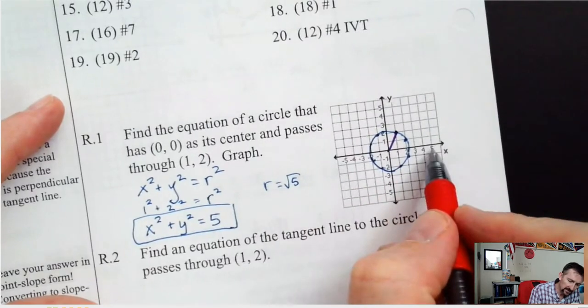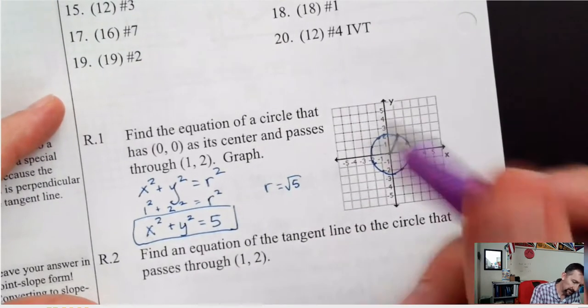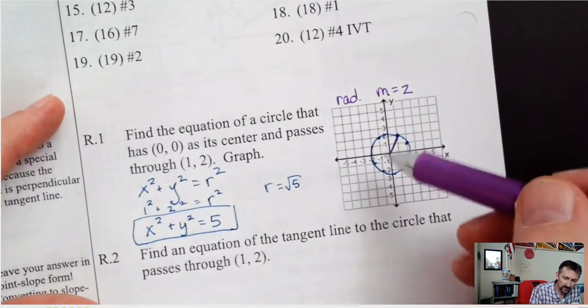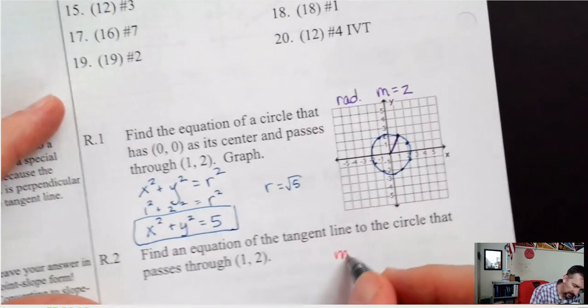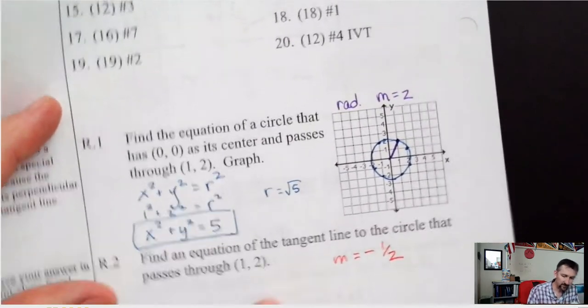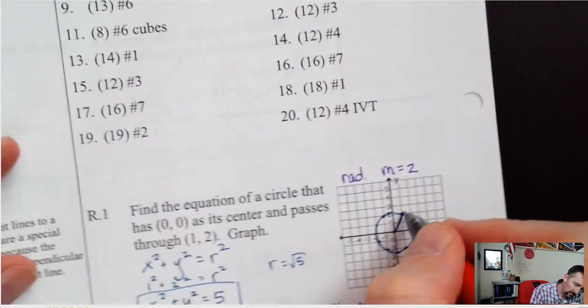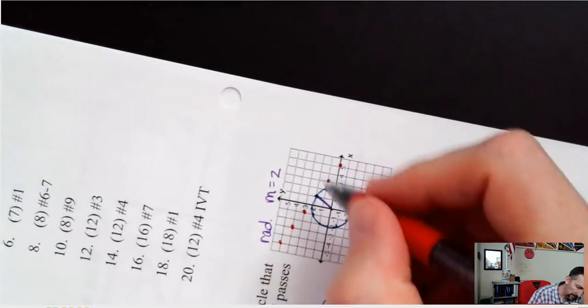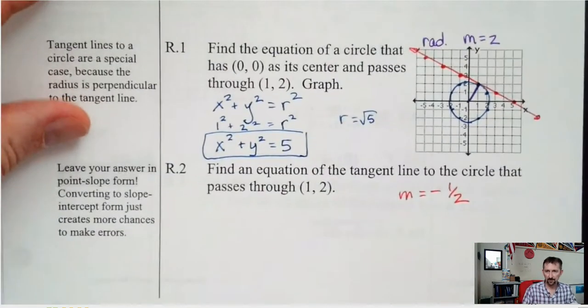And so the tangent line is going to have a perpendicular slope to that. So for the radius, m equals 2 for that purple radius there. So our slope is going to be negative 1/2. So that's down 1 over 2, or up 1 over 2. So there's our tangent line.